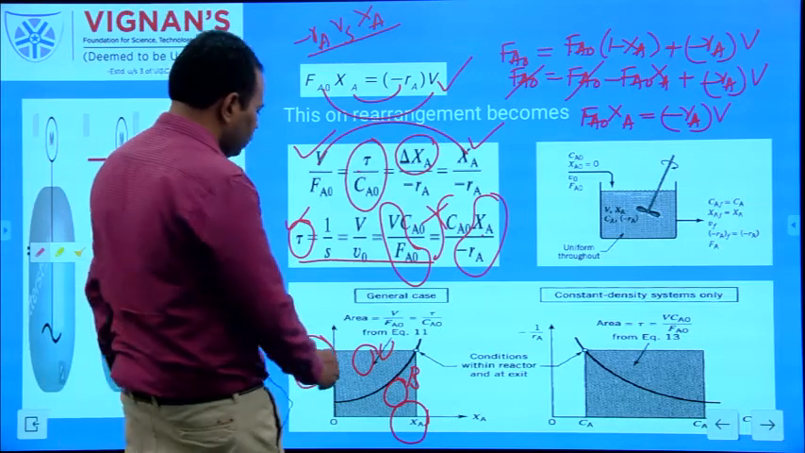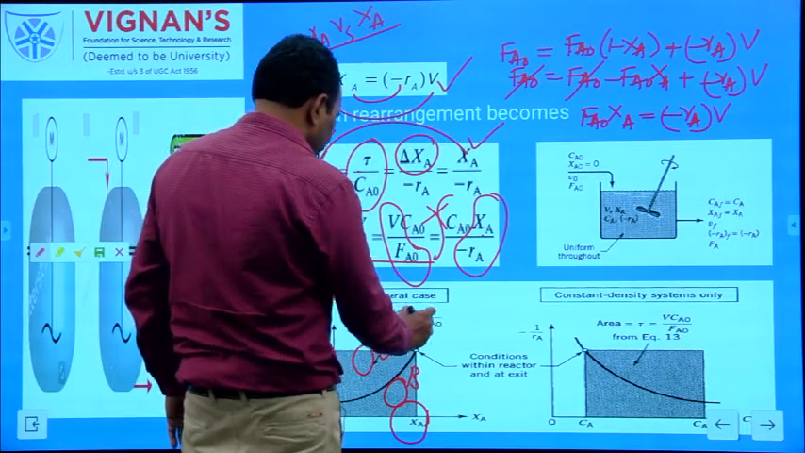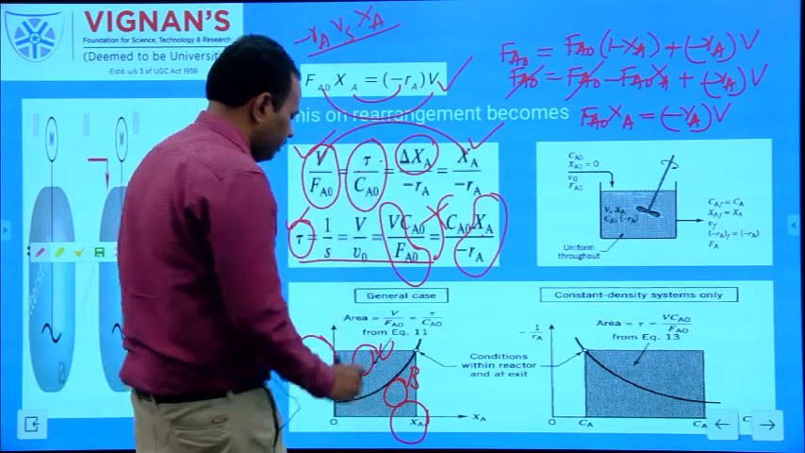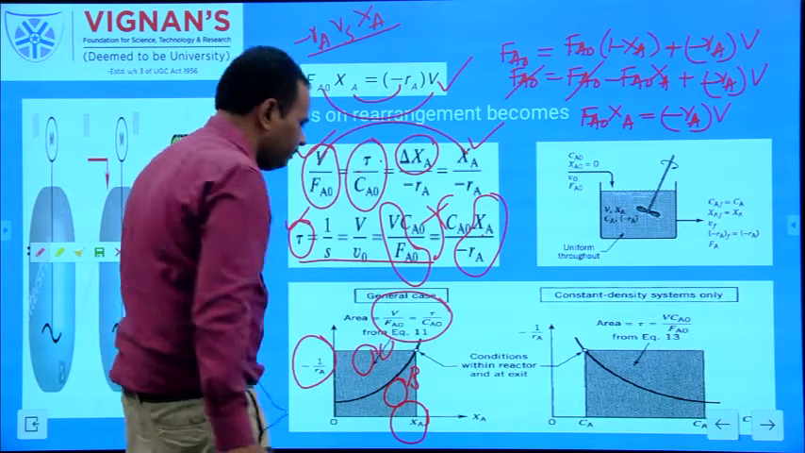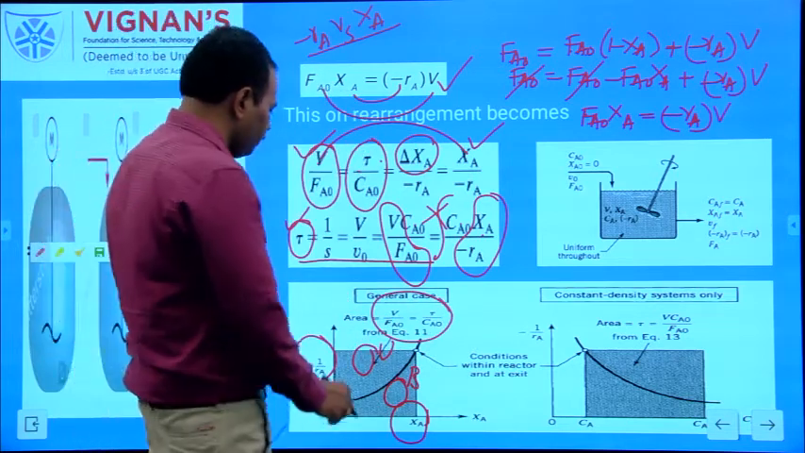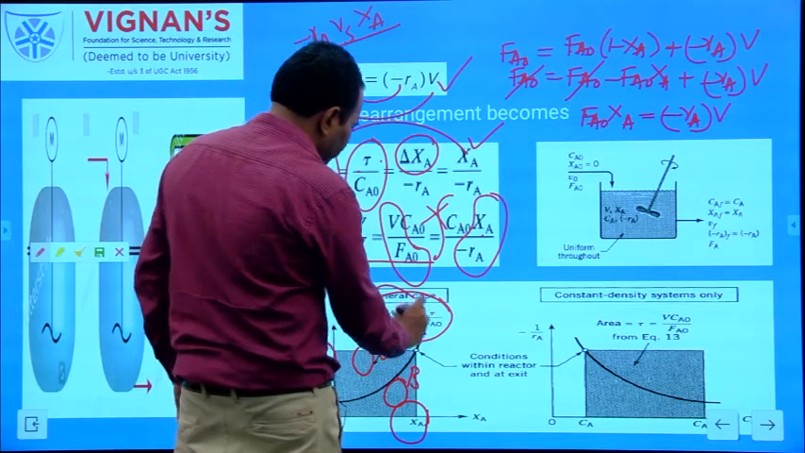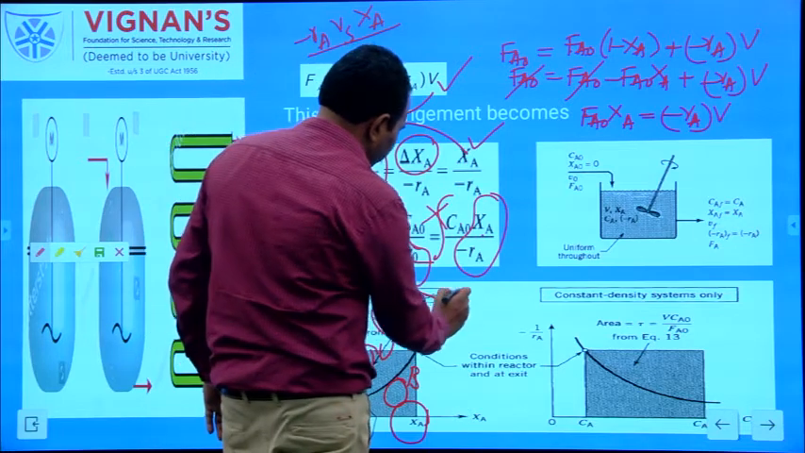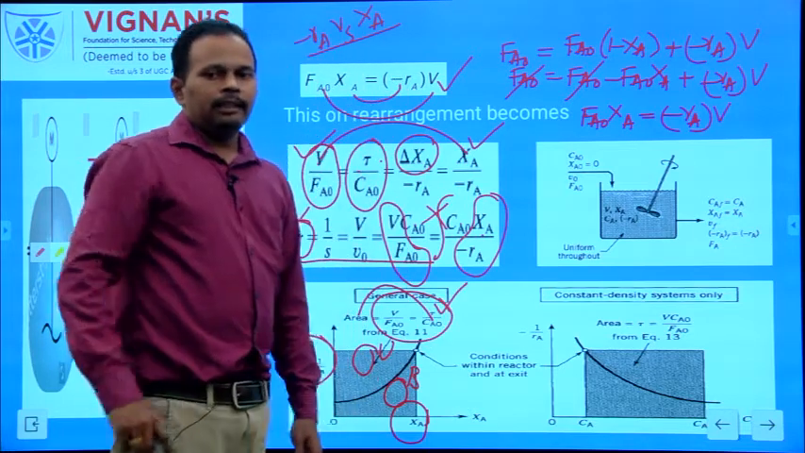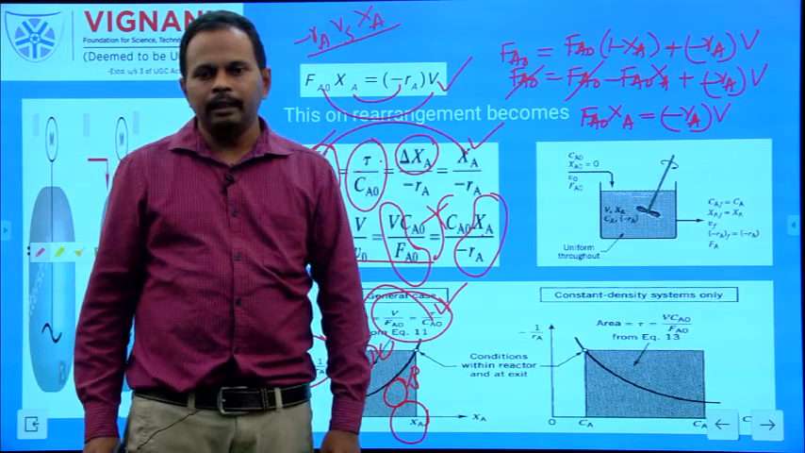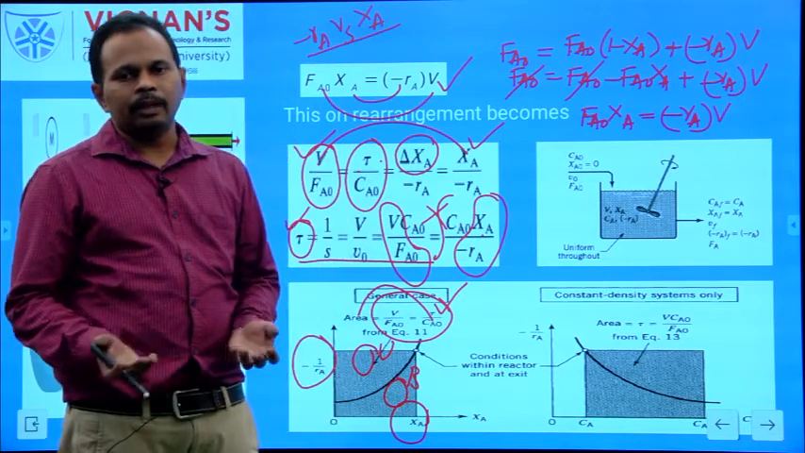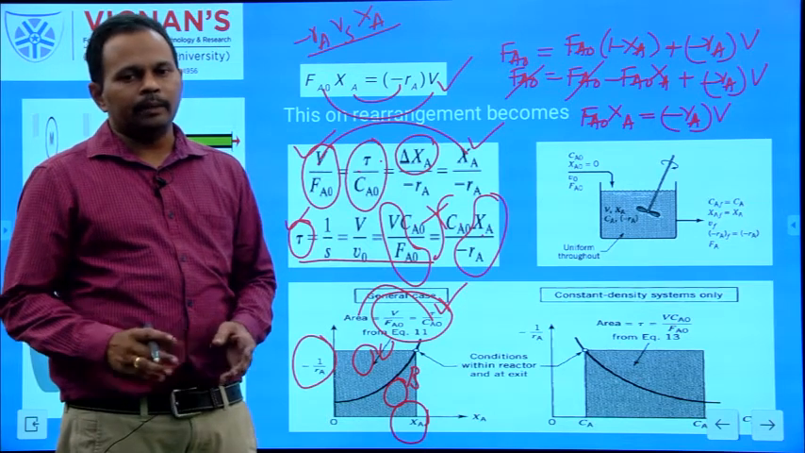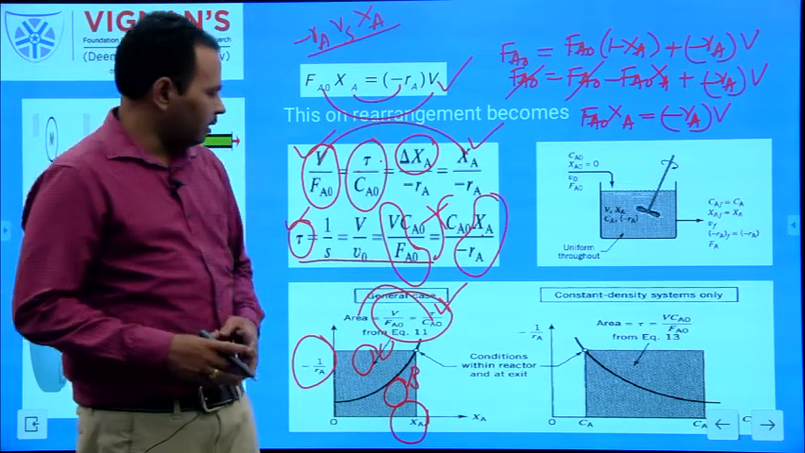Whatever area you get, you can equate it to tau by C_A0, which is equal to V by F_A0. Once you get the area from this graph, you equate it to tau by C_A0. C_A0, the initial concentration of the reactant, you already know. From this you can obtain tau, which is the MFR time required to obtain the desired conversion X_A. With this you can also find C_A, the concentration of A left in the reaction mixture without converting to product, once you know X_A or tau.